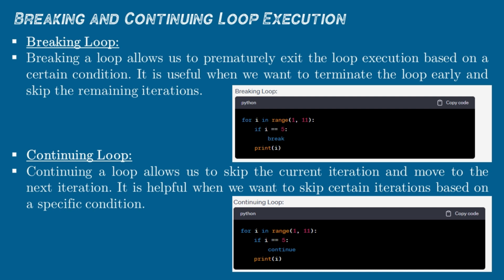Breaking and continuing loop execution. Breaking a loop allows us to prematurely exit the loop execution based on a certain condition. It is useful when we want to terminate the loop early and skip the remaining iterations. Continuing a loop allows us to skip the current iteration and move to the next iteration. It is helpful when we want to skip certain iterations based on a specific condition.